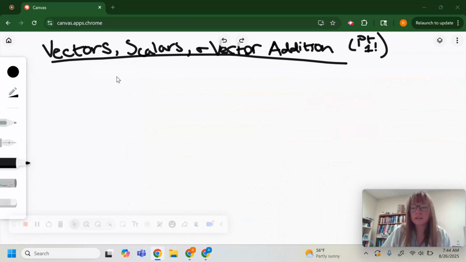Today we're talking about vectors, scalars, and vector addition. And now, most students don't know about vectors from their physics class, but they do know about vectors because they've seen Despicable Me. And they know that vectors have both magnitude and direction. Oh yeah. So here's what we have is we have two types of measurements in physics.